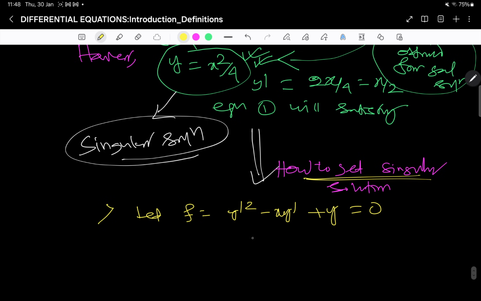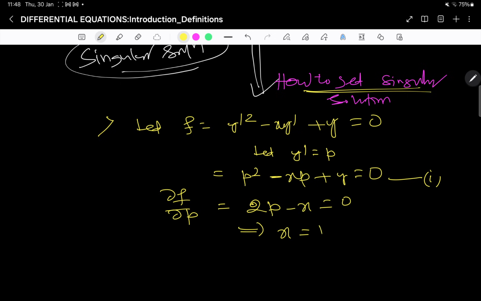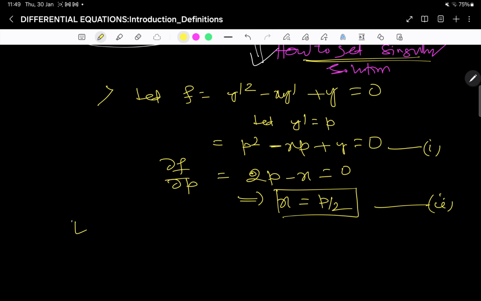Now let y dash be p. So it is p square minus xp plus y is equal to 0. Let it be my equation 1. Now you find fp, del f by del p, the partial derivative. It is 2p minus x is equal to 0. So this implies x is equal to p by 2. Let this be equation 2. Now, solving 1 and 2, eliminating p between 1 and 2.